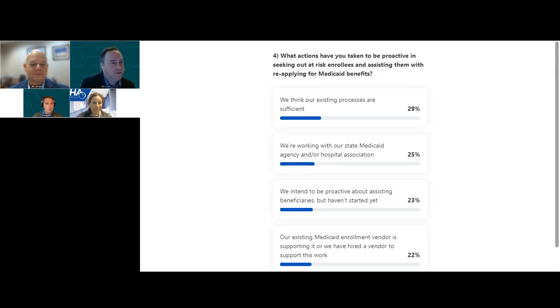Oh wow, that's quite a breakdown. That's an equal breakdown. That's great. Okay, so 30% believe the existing process is sufficient, and it sounds like there's quite a bit of work happening, but you'd expect that. Every community is different, every state's different, so I guess I shouldn't be surprised at all by that response.